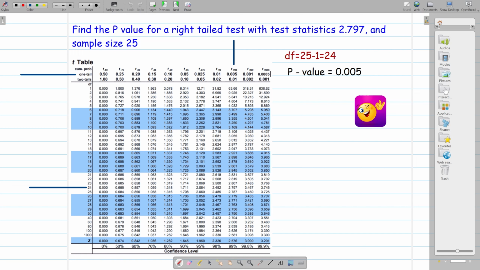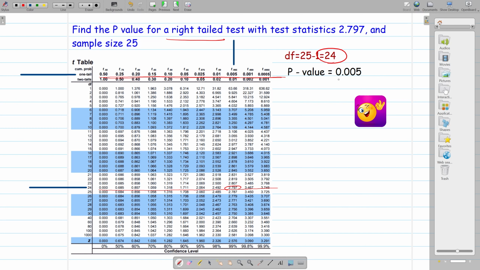Find the p-value for a right tail test with test statistic 2.797 and sample size 25. Okay, it is a right tail test, so select that row. Since sample size is equal to 25, your degrees of freedom is 24. So you should go through this row next and find the value 2.797. Now in this case we have exactly our value in the table here, right? So you can just check the one tail value from there, then the p-value is 0.005.